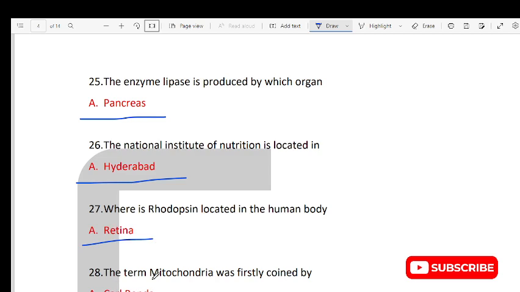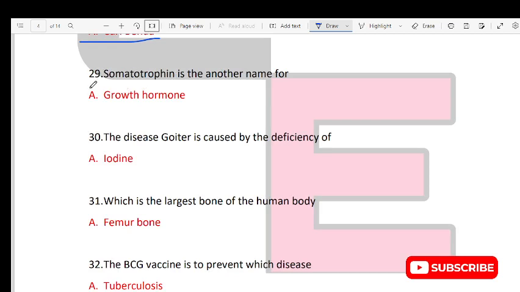28. The term mitochondria was firstly coined by Karl Benda. Question number 29. Somatotrophin is another name for? Answer: growth hormone. 30. The disease goiter is caused by the deficiency of? Answer: iodine. 31. Which is the largest bone of the human body? Answer: femur bone. Question number 32. The BCG vaccine is to prevent which disease? Answer: tuberculosis.